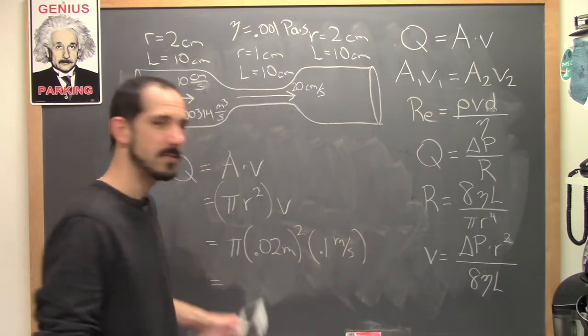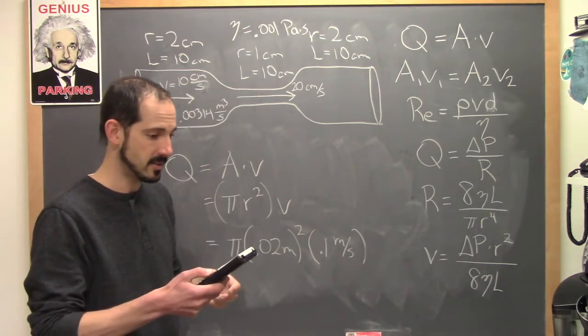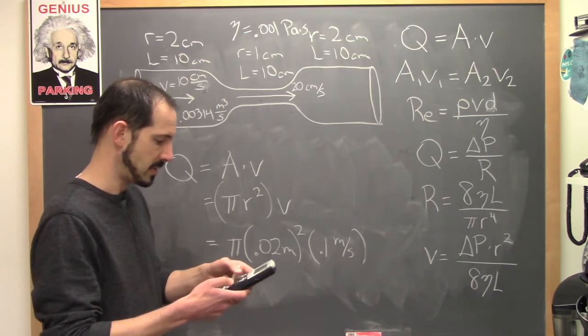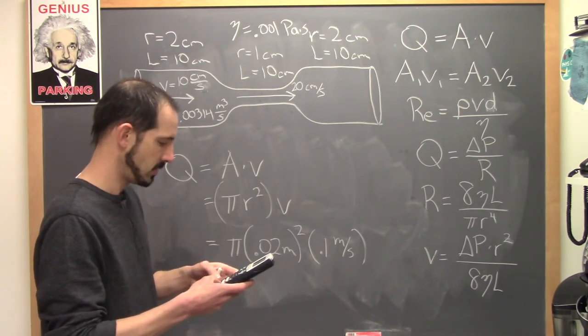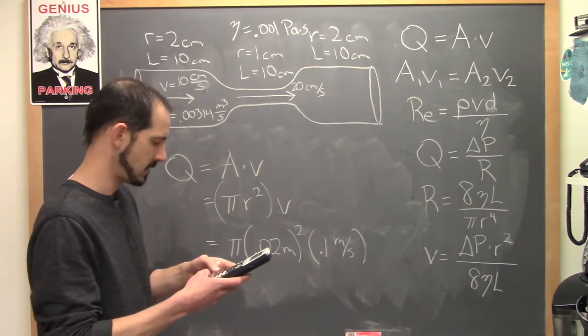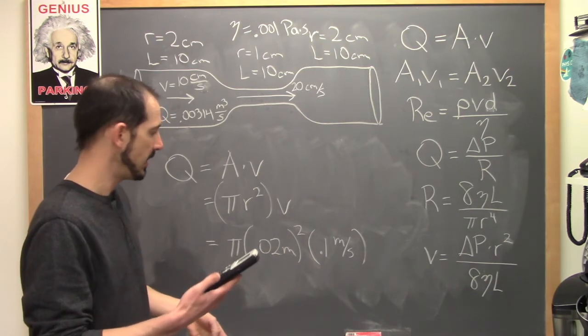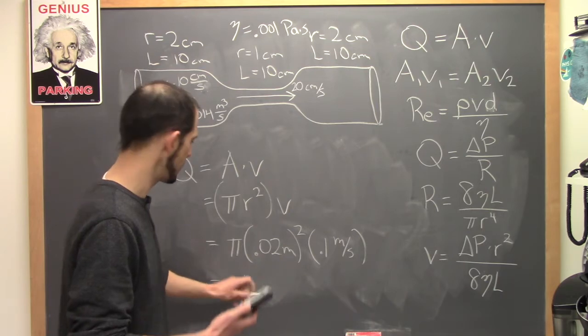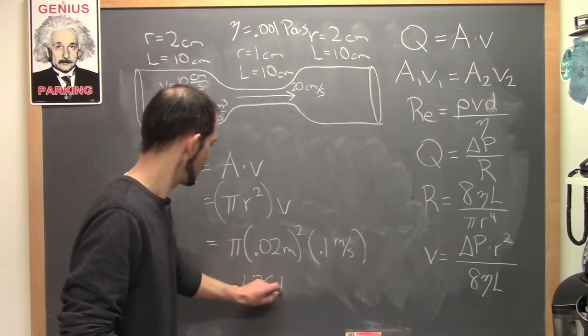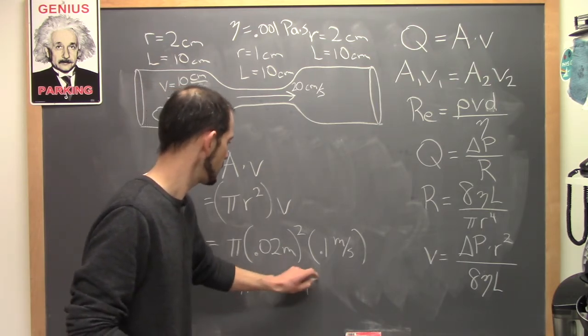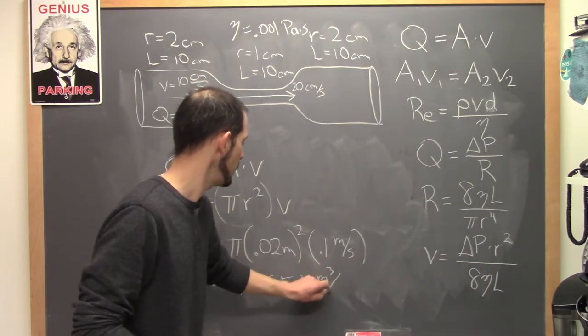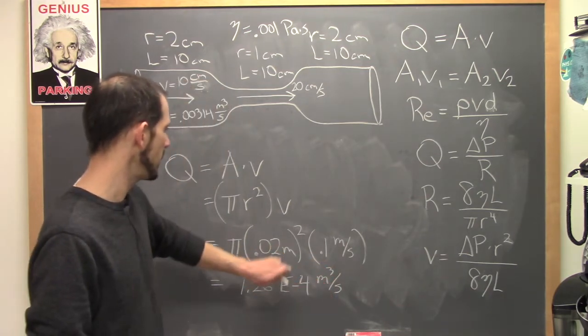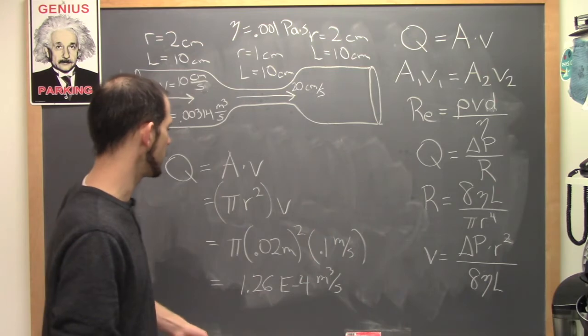And I can calculate this value. Got my handy dandy calculator. And we're going to do pi times 0.02 squared times 0.1. And I get a value of 1.26 times 10 to the minus 4 meters cubed per second. So you get a meter squared and a meter there, so we get a meter cubed per second.